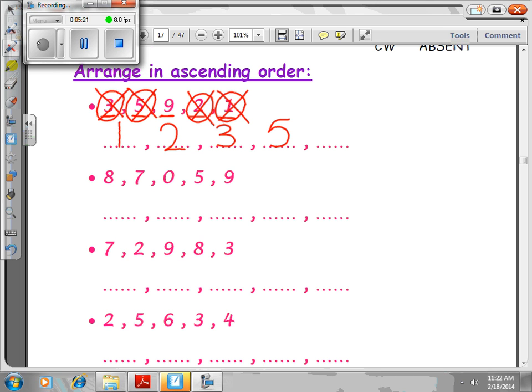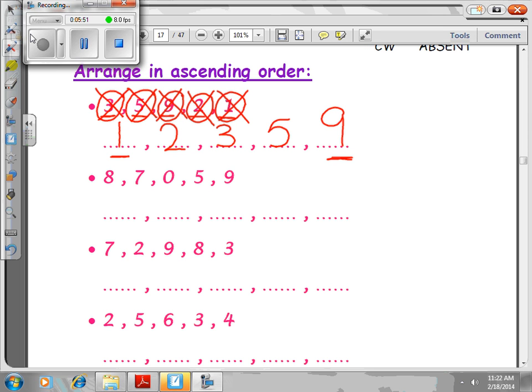What is the missing number here? Only number 9. So this means that the biggest number here is number 9. So I'll write it down here and I'll make a cross, and now there are no numbers left. So this is the ascending order. I start with the smallest number, which is 1, till I reach the biggest number, which is number 9.